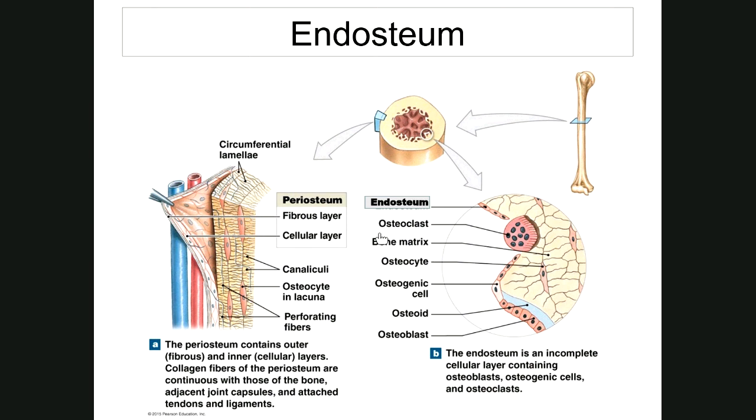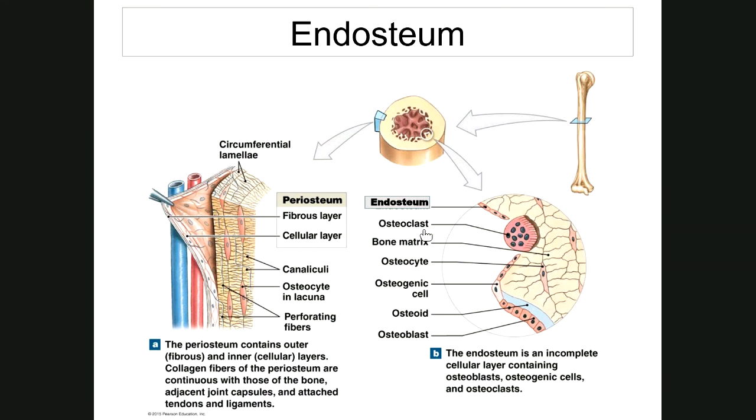Up at the top, osteoclast, it means bone breaker. These are cells that will break down the calcium phosphate matrix for the body to use, possibly. If the blood level is low, it'll remove calcium and phosphate from the bone by breaking it down, and it goes into the bloodstream.